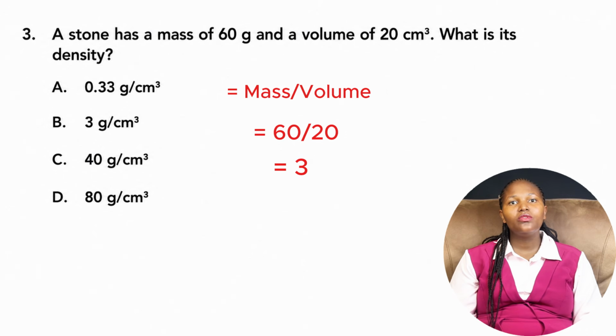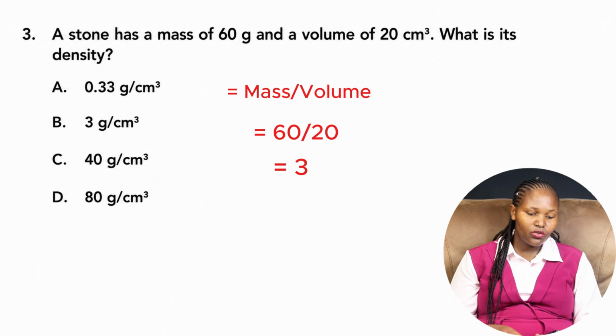So you need to know that density is equal to mass divided by volume. So this is about a formula. Density is equal to mass over volume. What is the mass in this case? The mass is 60 grams. And what is the volume? The volume is 20 centimeters cubed. So we take 60 divided by 20 and we get the answer: 3 grams per centimeters cubed.